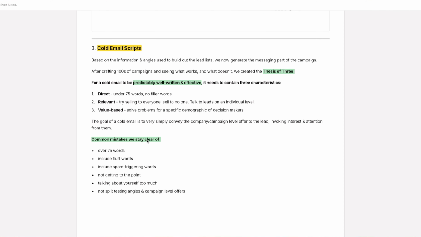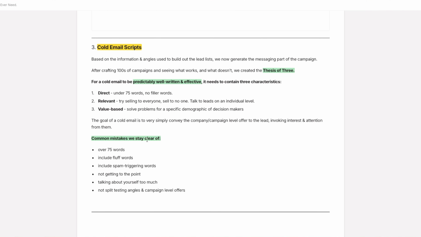Now, common mistakes that people make that you have to stay clear of: you can't be over 75 words. It's very rare that we'll go over 75 words, and if we do, it's most likely because we're just testing something. You don't want to include fluff words. You don't want to include spam triggering words, so you could just test that with a normal spam tester online. All of them are pretty good. You don't want to not get to the point, right? You want to just be direct and tell them what you want. And you don't want to talk too much about yourself, about your company, about your features, about how you're so good. Make it more about them.